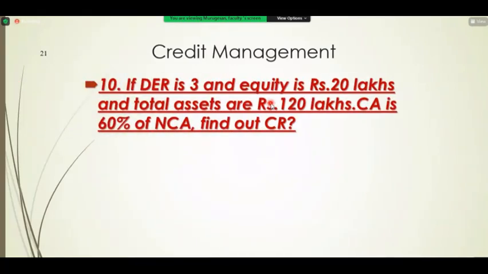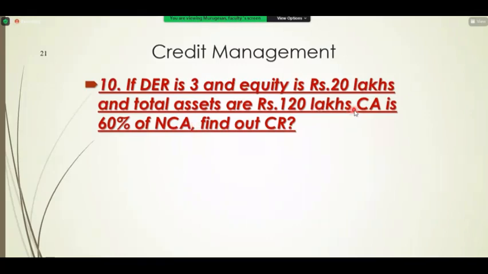Now question number 10, I am changing the variety. If debt equity ratio is 3, equity is 20, total assets are 120, and current assets is 60% of NCA, find out CR, the current ratio. The liability side we have already solved: equity capital is 20, long term liabilities are 60, and current liabilities are 40, so 120 tallied. So here also you have to create 120, made up of CA plus NCA.